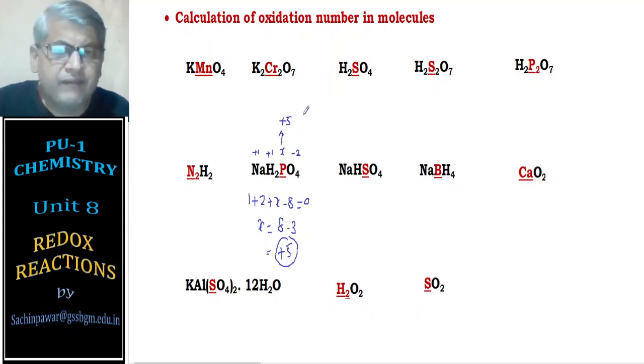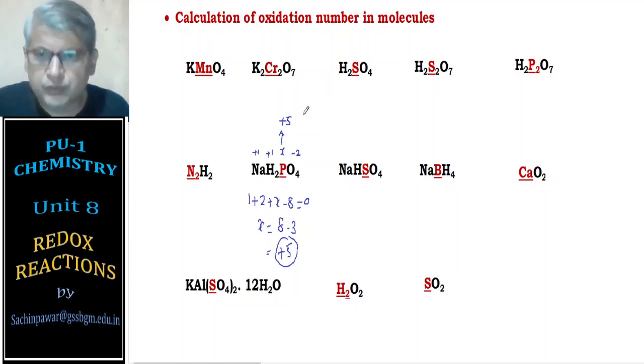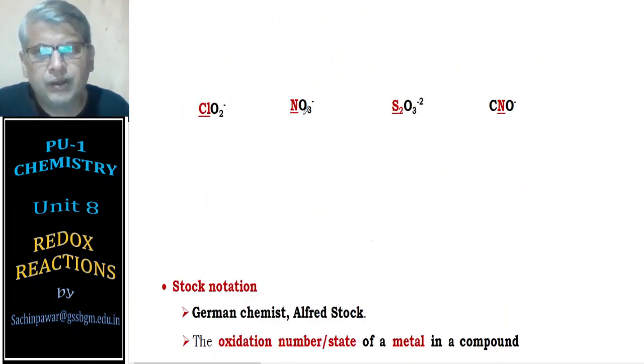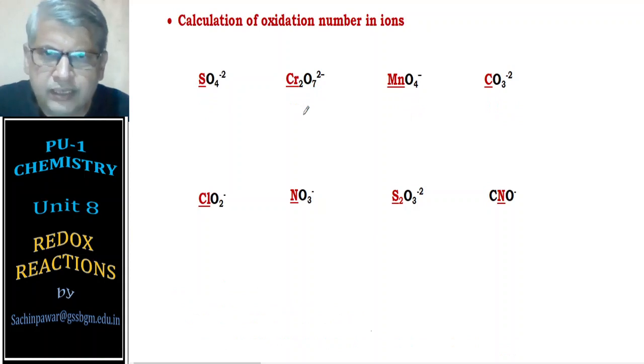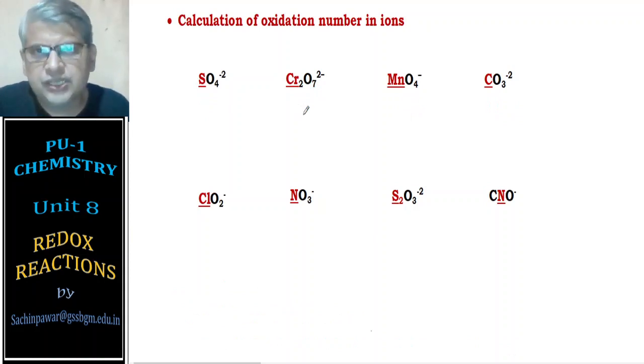So like this we can find out the oxidation number in molecules. We have examples here, you can try out with these examples. In finding out the oxidation number in ions, the point to be noted is that the sum of the oxidation numbers in an ion is the charge of the ion.